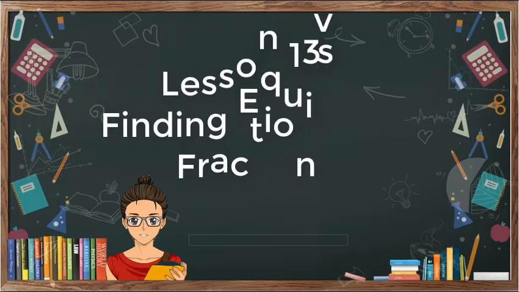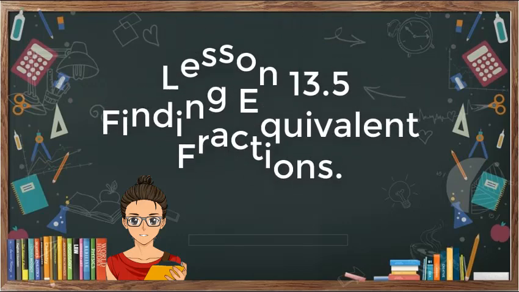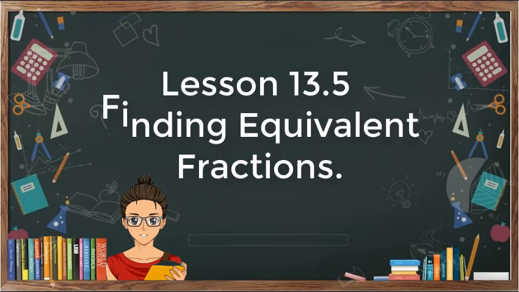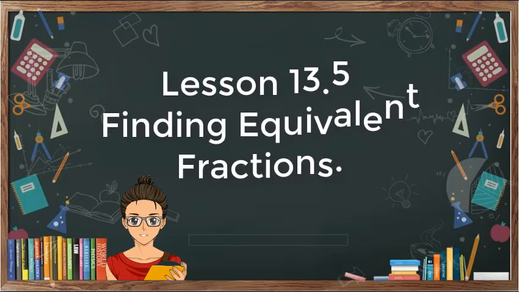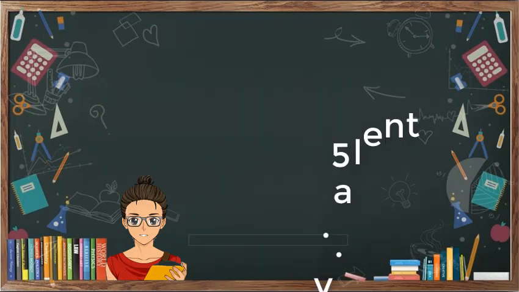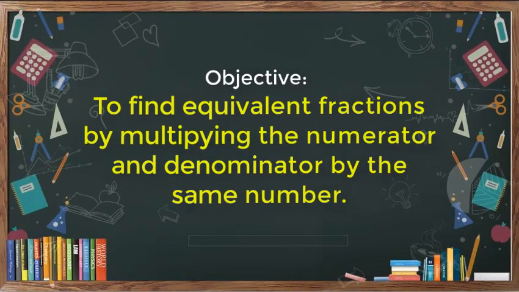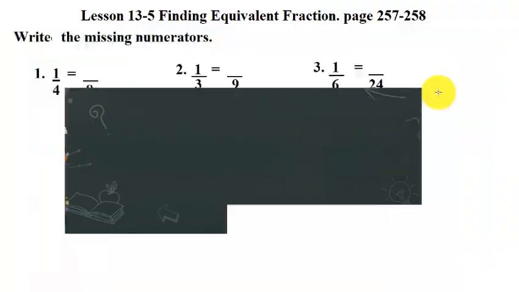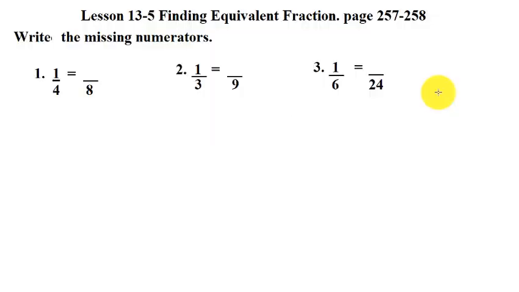Good morning, students. Today's lesson is lesson 13.5, finding equivalent fractions, pages 257 and 258. The objective of the class is to find an equivalent fraction by multiplying the numerator and denominator by the same number. Let's start the class solving some practice problems.